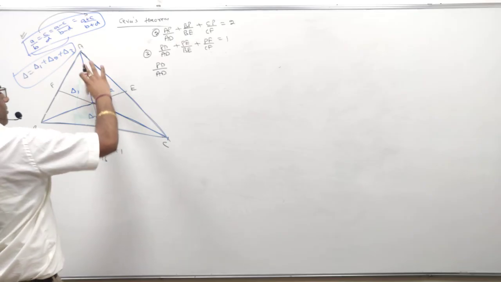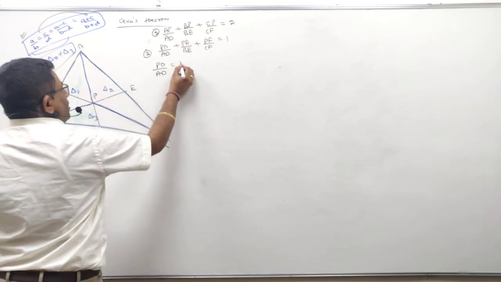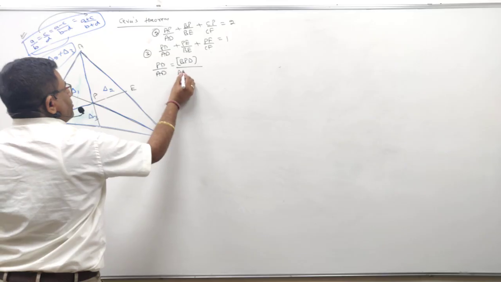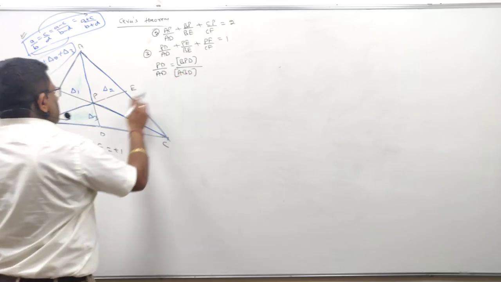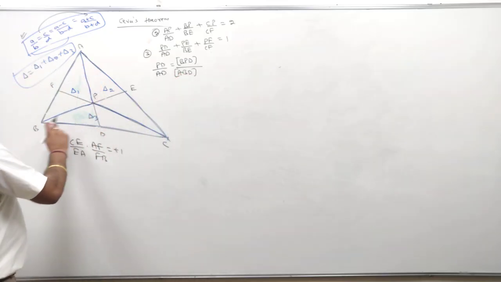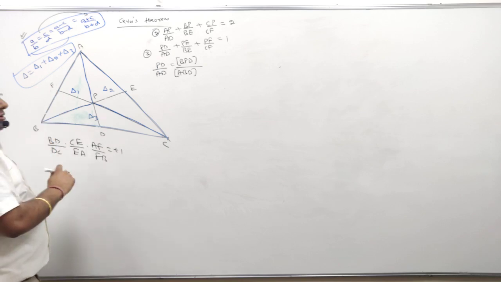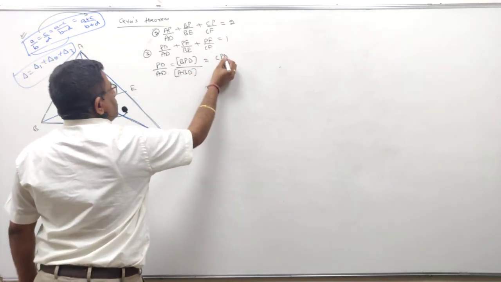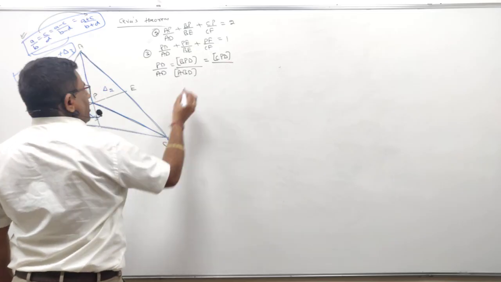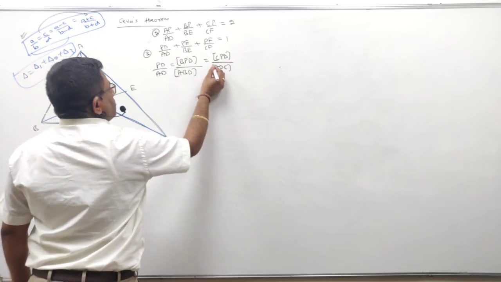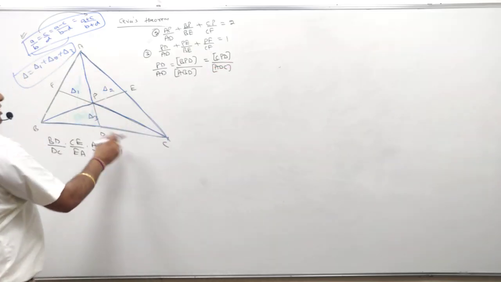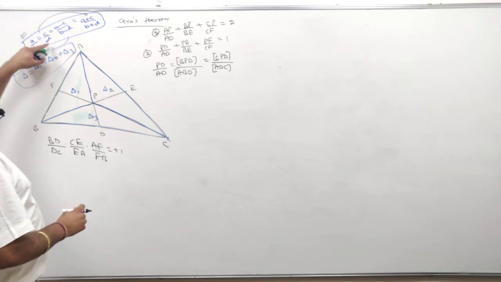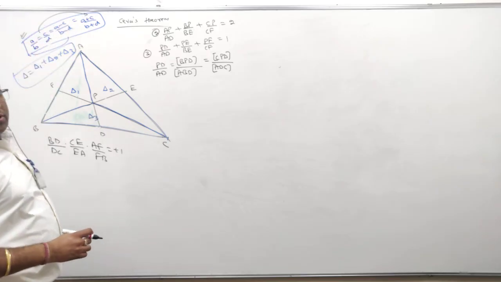PD upon AD becomes area of triangle BPD upon area of triangle ABD, and this also becomes area of triangle CPD upon area of triangle ADC. So again I am using this result, that is, if A upon B is equal to C upon D, it comes out to be equal to A plus C upon B plus D.